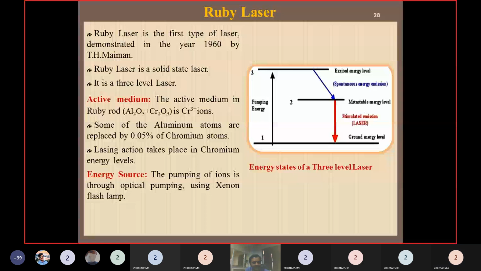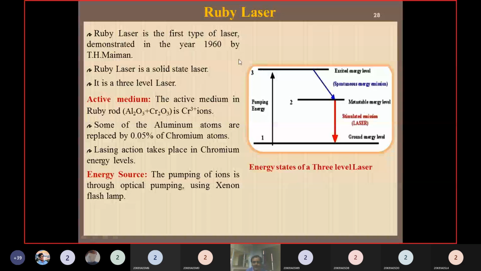Okay, so now we are discussing the Ruby laser. Yesterday we discussed a little introduction about the Ruby laser. First of all, the Ruby laser is the first laser. So this was prepared in 1960.